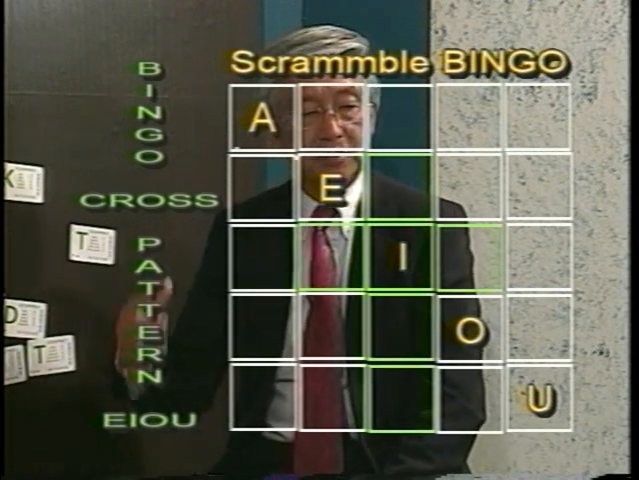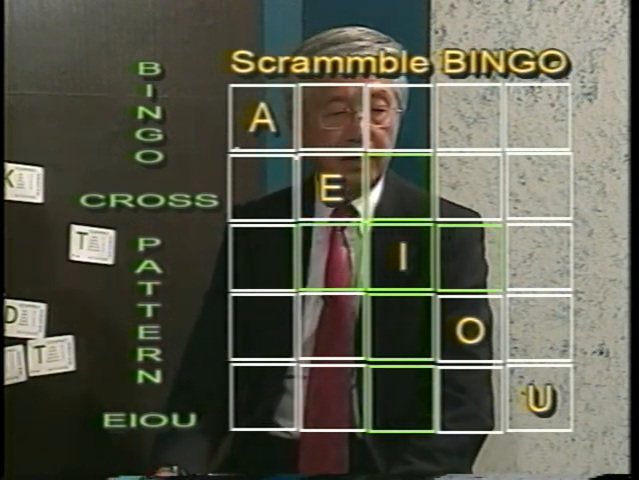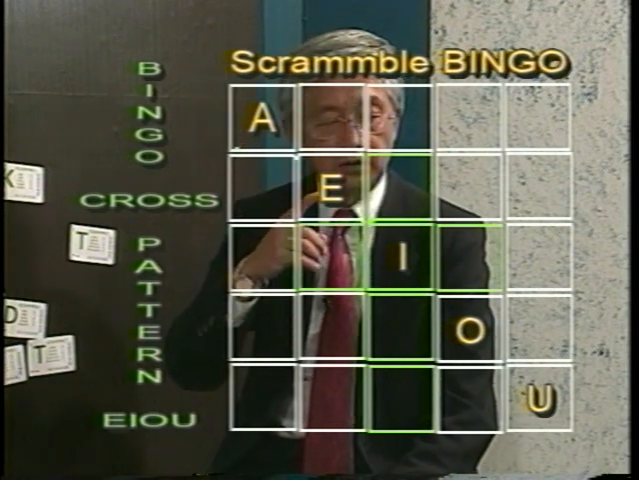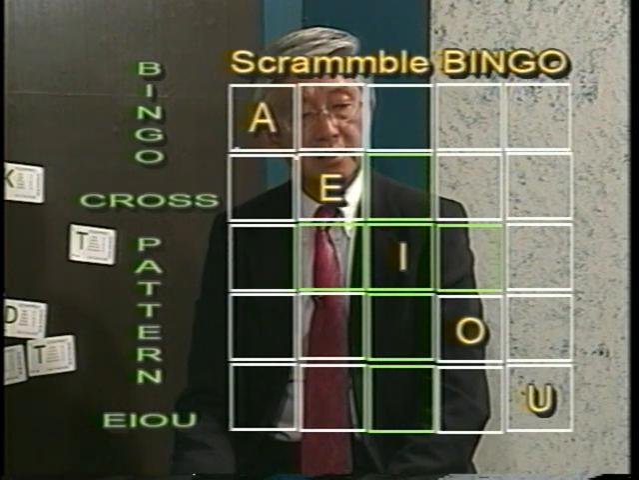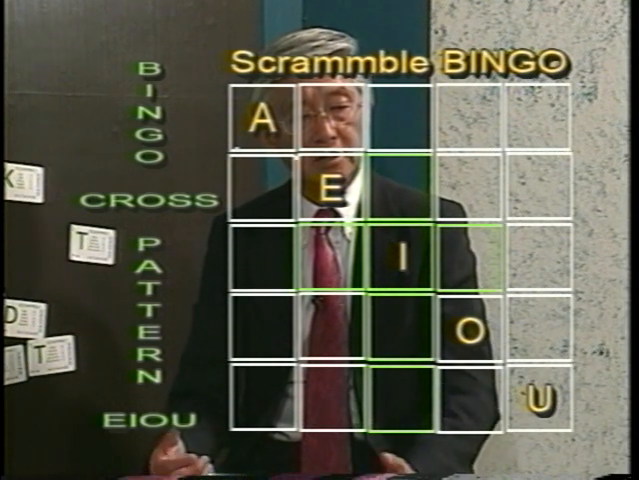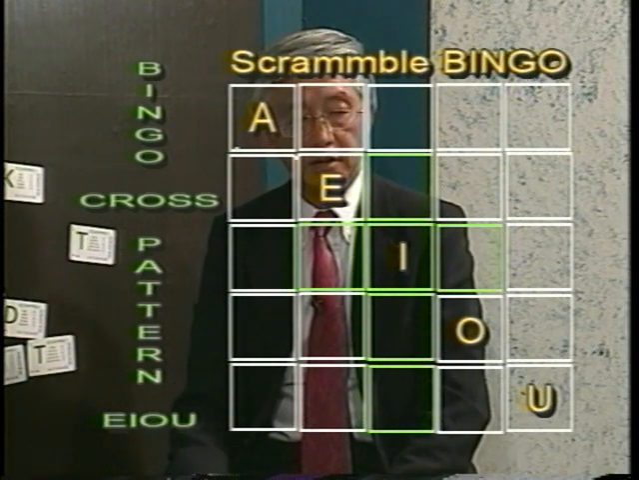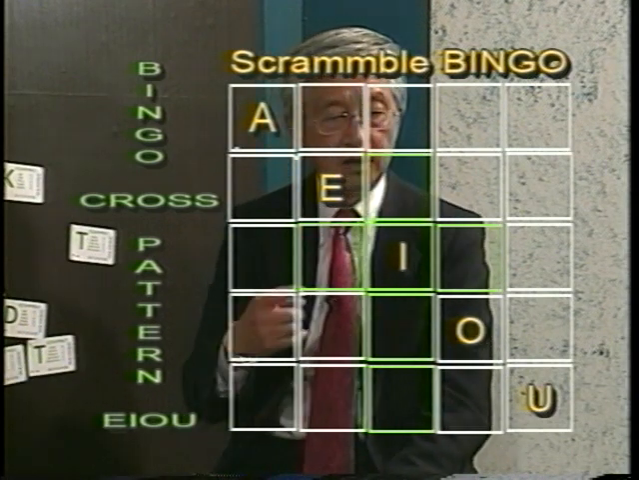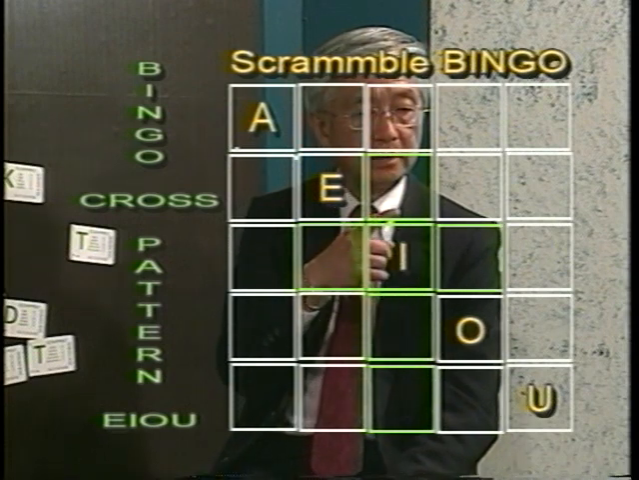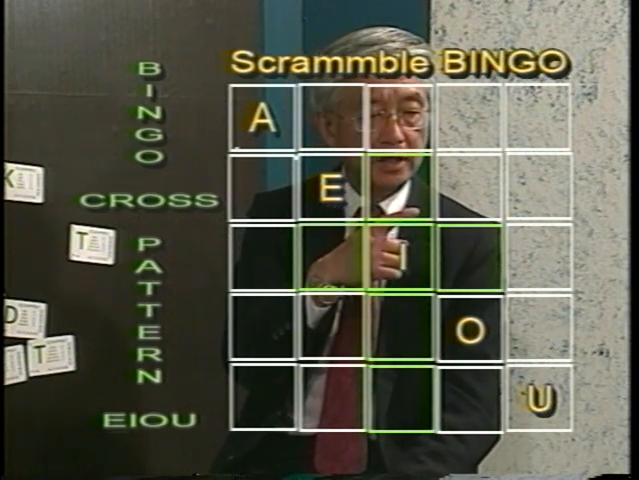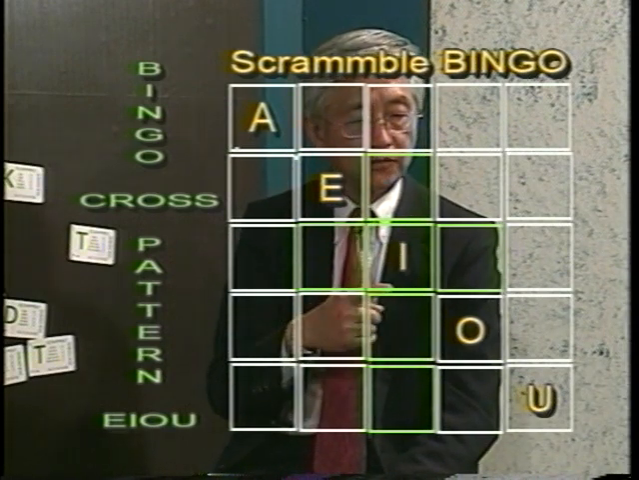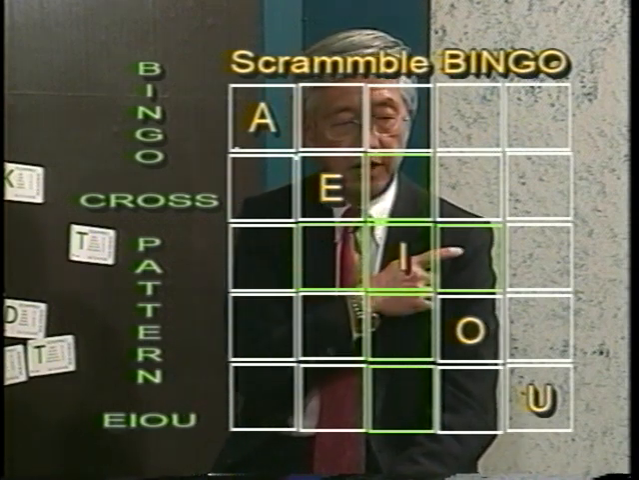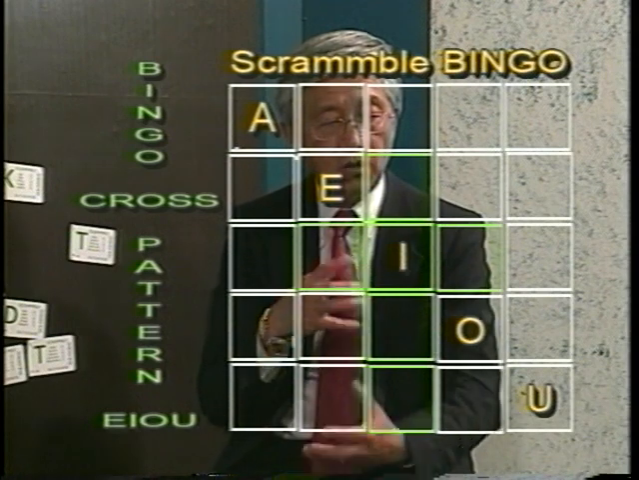Okay, we're back to the bingo card. Again, you see the A, E, I, O, U, right? Now, in this pattern, we want to make a cross, which is in the middle. Now, you can see the green squares, okay? There are 4 vertically, and then horizontally 3, okay? So that's a small cross.